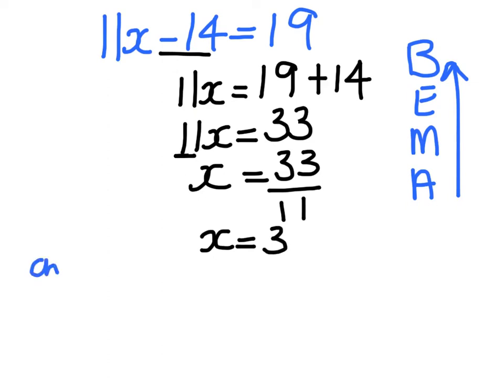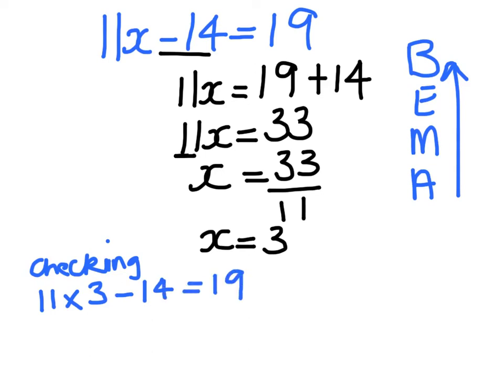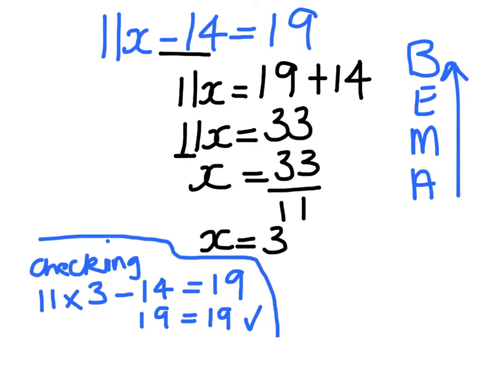Then we're going to do a bit of our checking, to make sure that we're right. We're going to say 11 times 3 minus 14 equals 19. 11 times 3 is 33. 33 minus 14 is 19. So our checking has shown that this answer here is correct.